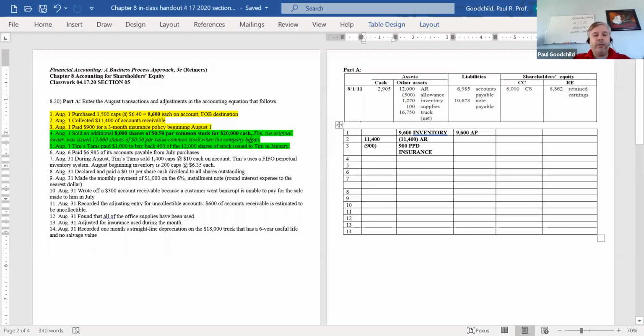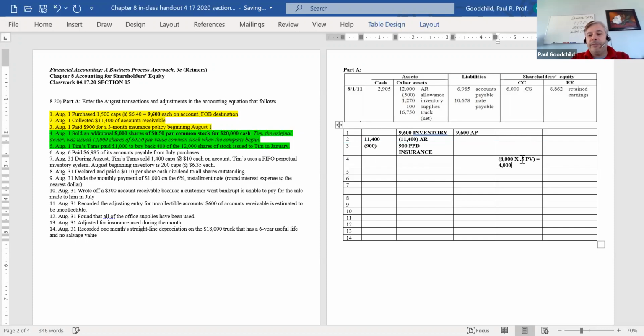Okay. So let's take it piece by piece. 8,000 shares of 50-cent par value common stock. So we have 8,000. You can see the common stock is included in contributed capital, but we should know that times 0.5 par value. And so that equals $4,000 common stock. And they sold for $20,000 cash.